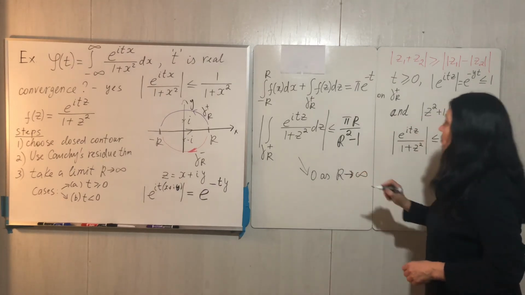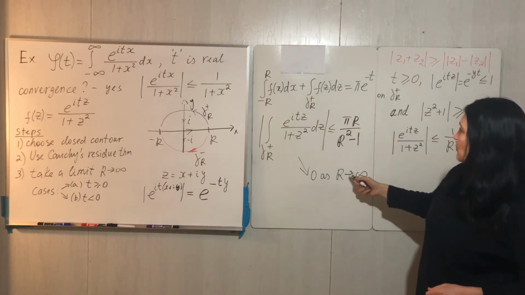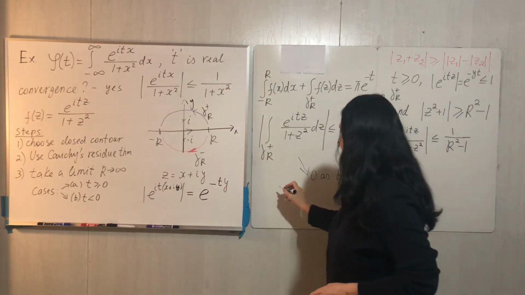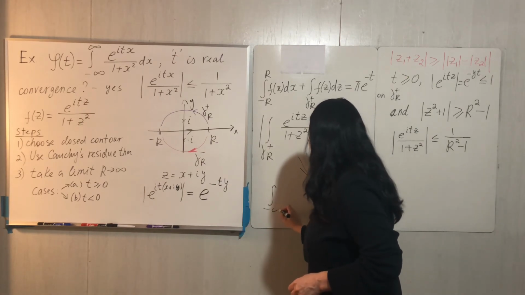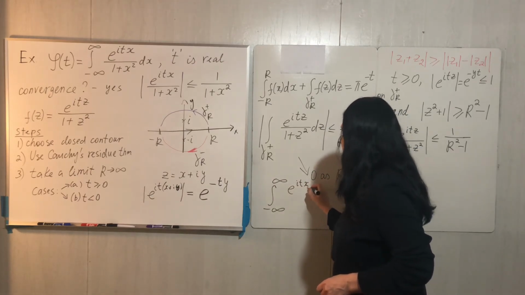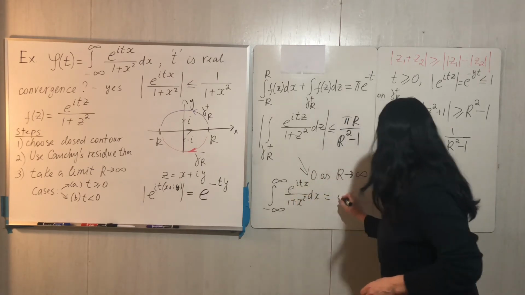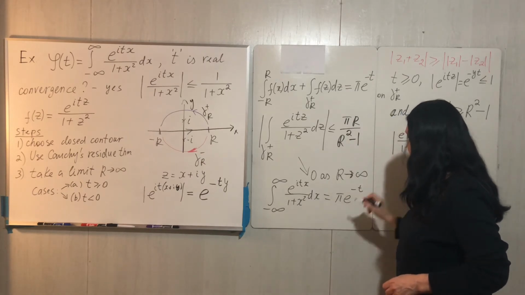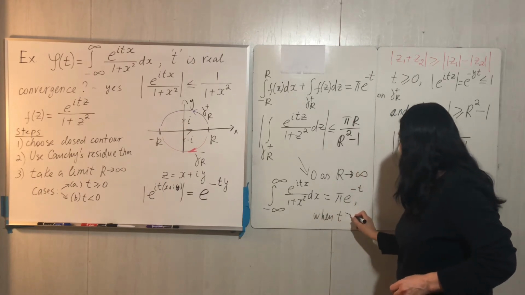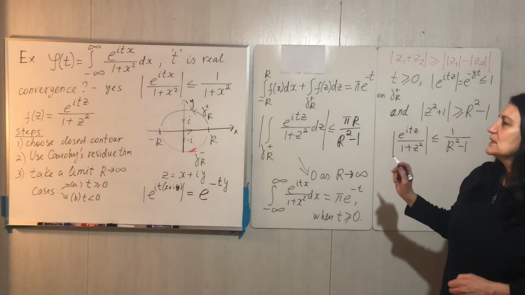Right? And then let's go to this formula. So when r approaches infinity, this will go to 0, and this will go to our original integral. So we will have that the integral from negative infinity to infinity, e to the i t x over 1 plus x squared dx, equals pi e to the negative t. And this is in the case when t is non-negative.